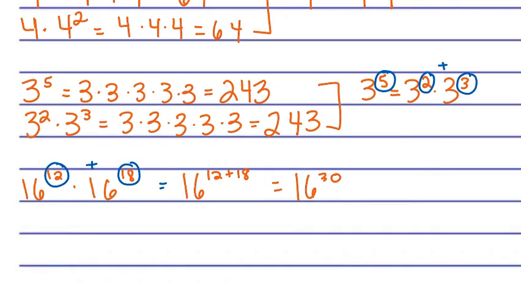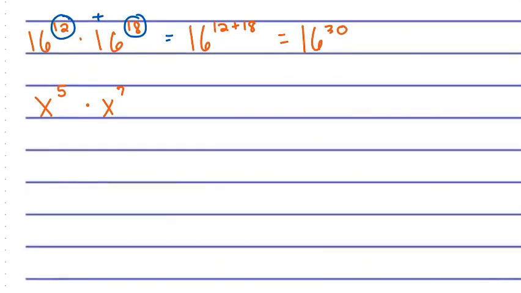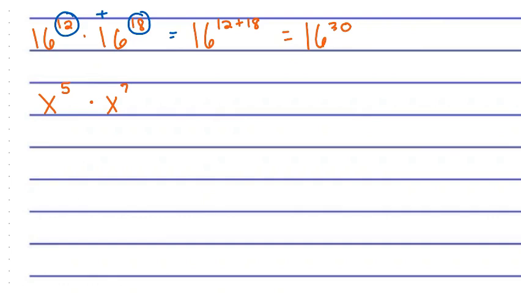Okay, so this is going to work whenever I have variables like x to the fifth times x to the seventh. Let's use the rule instead of writing out all the x's and then counting them up. X to the fifth times x to the seventh. We're going to add those exponents. 5 plus 7 makes 12. So 5 plus 7 makes it x to the 12. That makes it much simpler. So we're going to summarize this. Our rule.